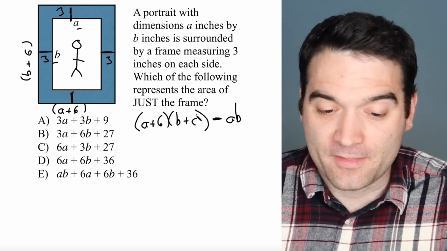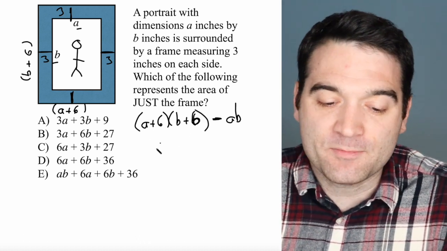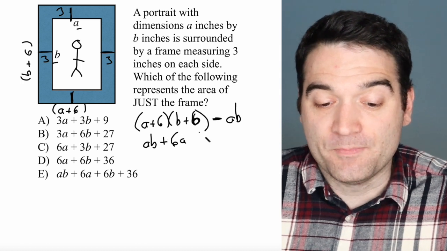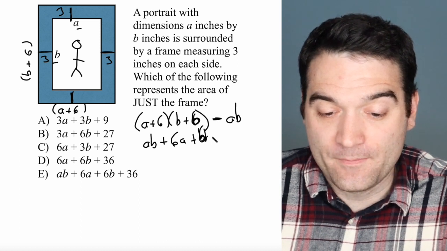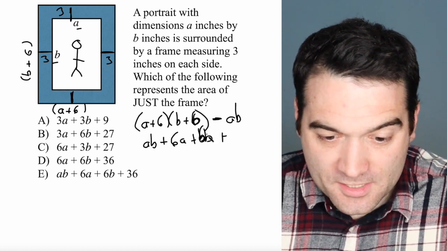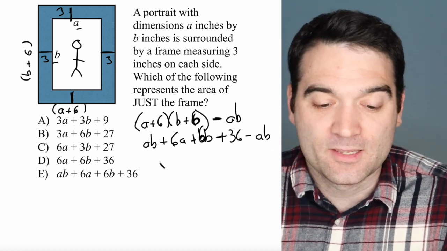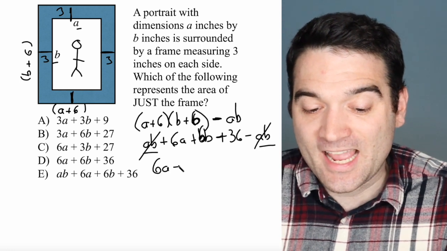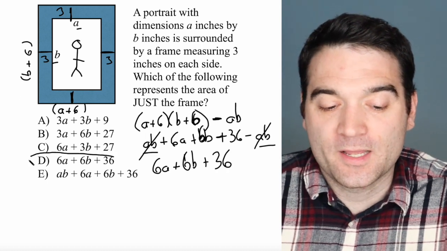Let's FOIL this in. That's B plus 6, not B plus C. There we go. So it's going to be A times B, AB, plus A times 6, 6A, plus B times 6, 6B, plus 6 times 6, which is 36, minus AB. Okay, so we have plus AB and minus AB. Those guys are going to cancel out, and we're left with 6A plus 6B plus 36, which corresponds to answer option D.